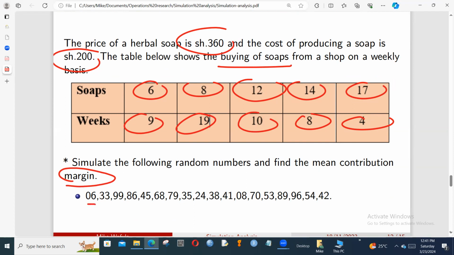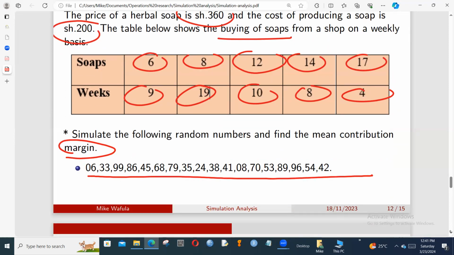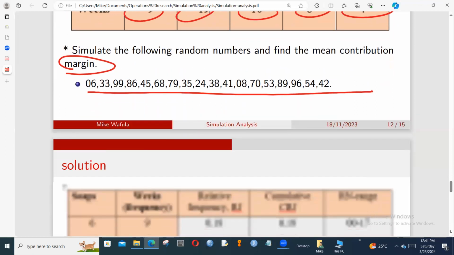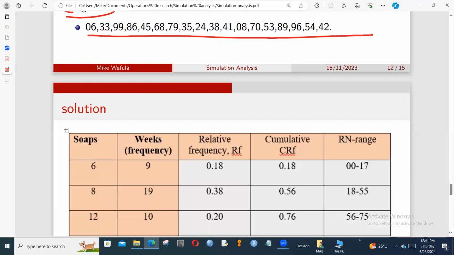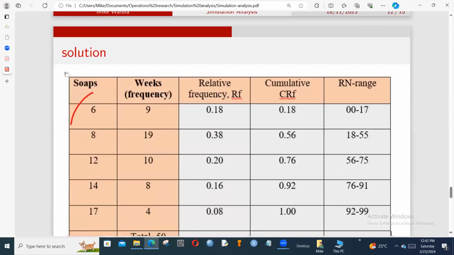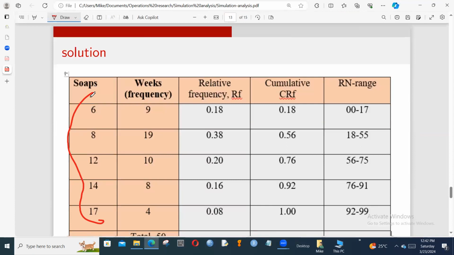The mean contribution margin. So we have these random numbers. So that means we need to create again a table of random numbers. And that table of random numbers, now we are doing this. So you have your soaps here, 6, 8, 12, 17, as shown in the previous table. Now the weeks here is representing the frequency. How many times 6 soaps have been bought? And the times is in terms of the number of weeks.